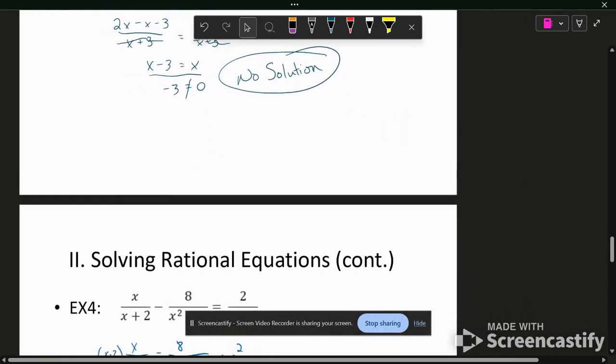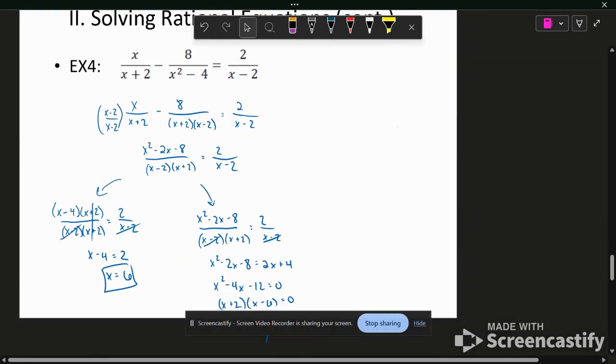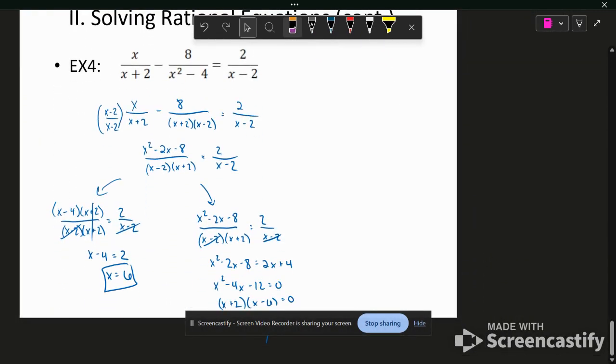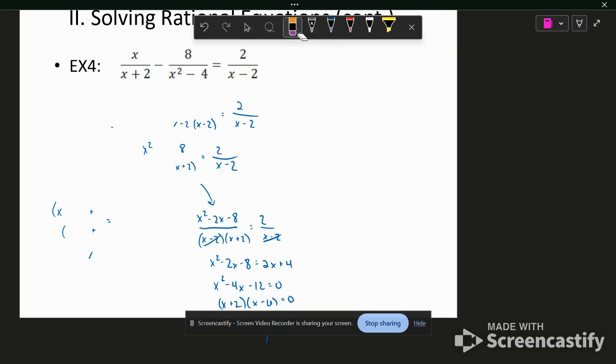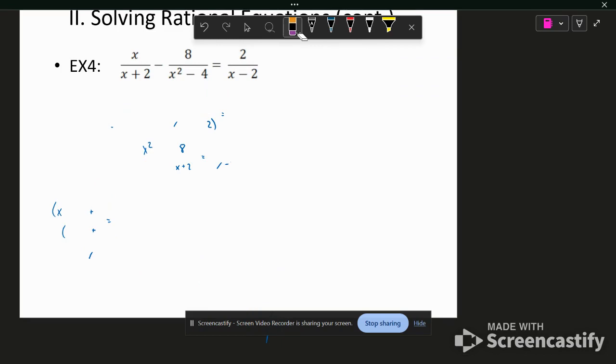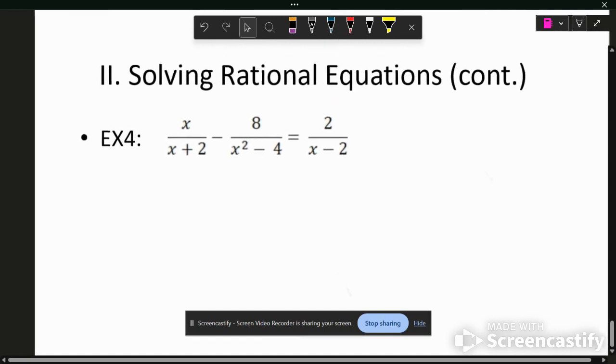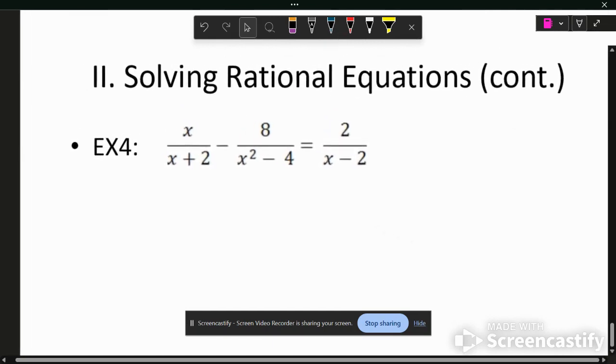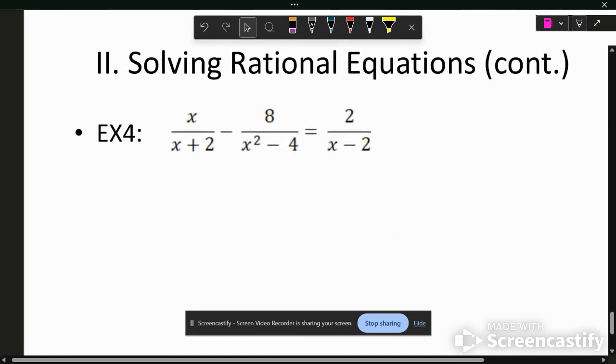Last example here. I think I did this a little bit, but I could show you an easier method, to be honest. So let me go ahead and erase. I want to show you just how this will hopefully play out a little bit. We've got two fractions on one side. So let's combine our fractions.